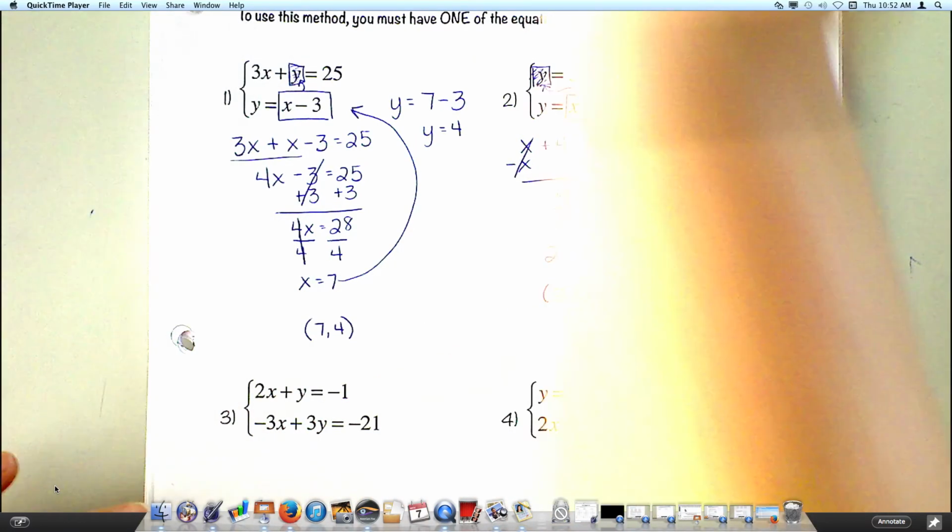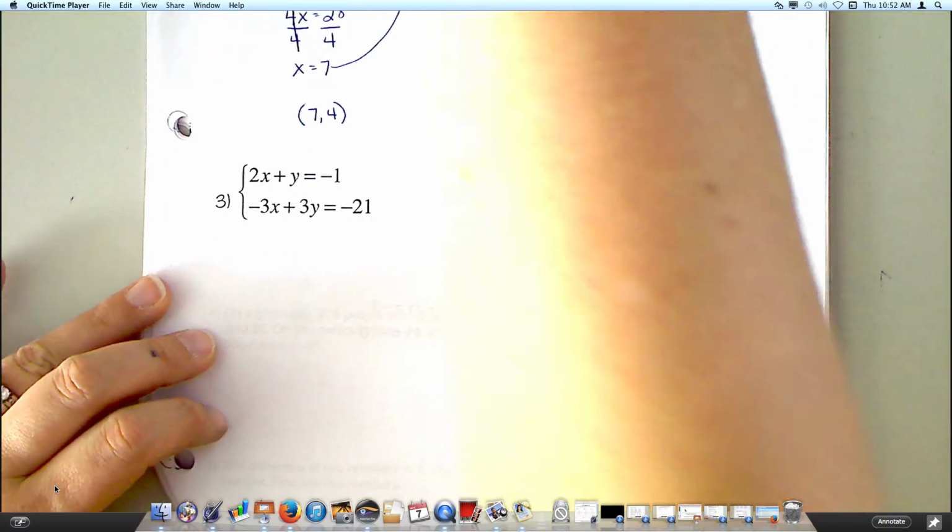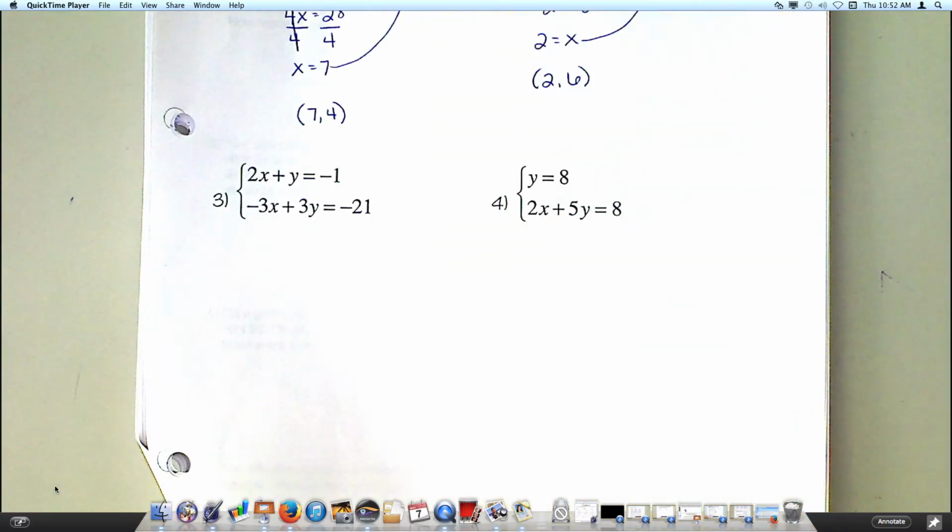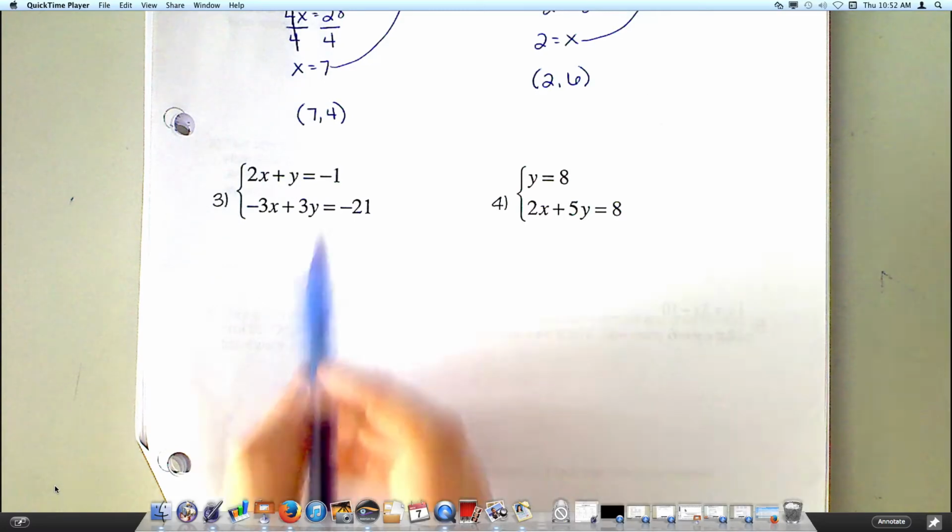All right, let's try the third one. What's the problem with the third one starting out? You don't have anything by itself, right? So we're going to have to do some work ahead of time for this one. But what looks like it would be pretty easy to get by itself? That first one, the y, right?